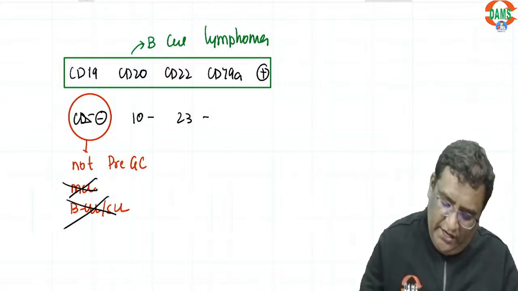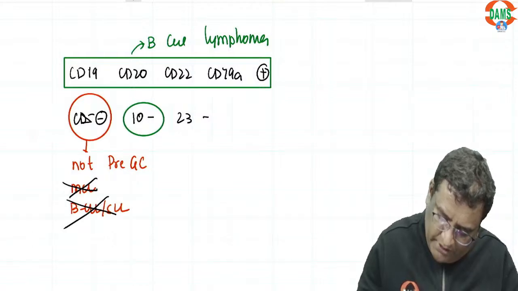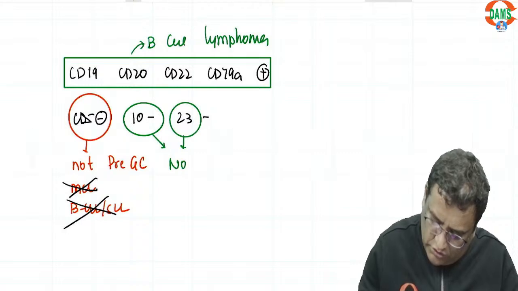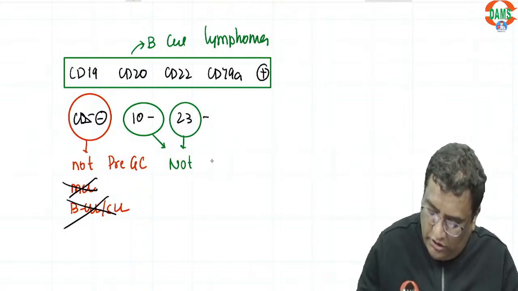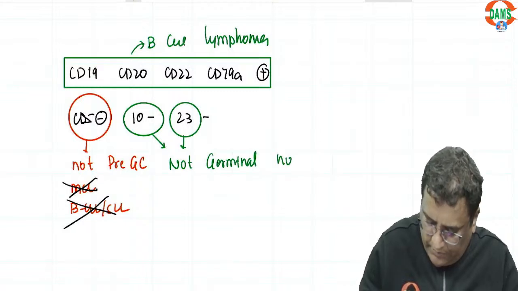Next, 10 and 23 negative. What does this indicate? 10 negative means not a precursor, and 23 negative means not even pre-germinal. Sorry, not germinal, and not precursor also.